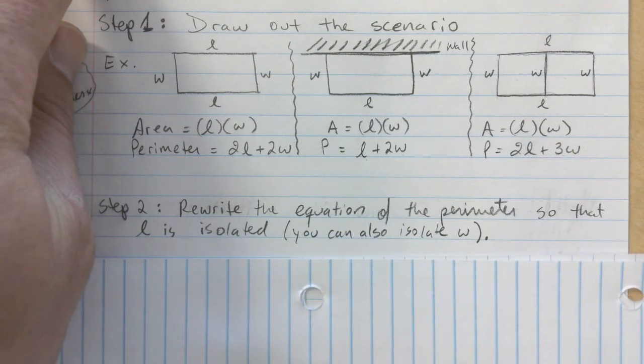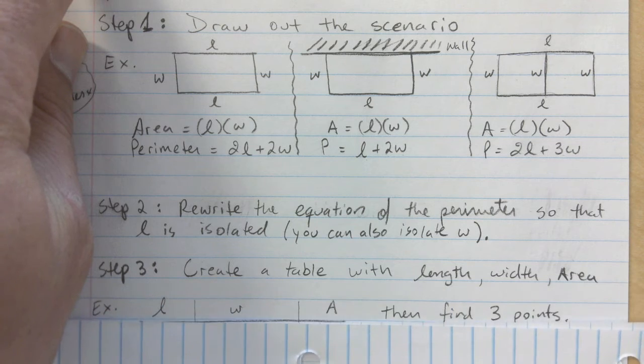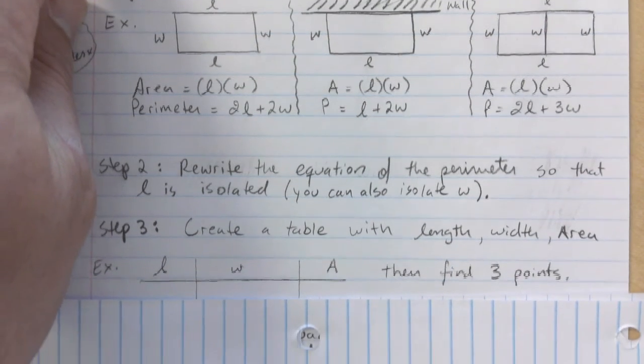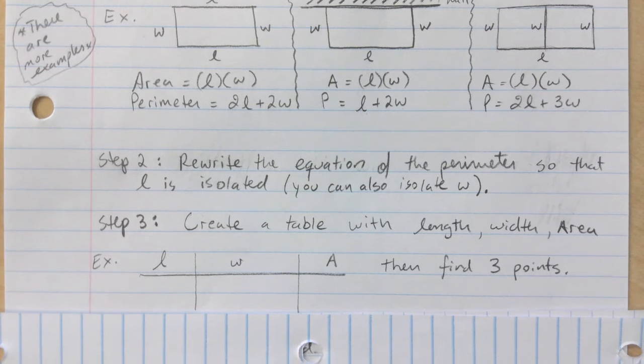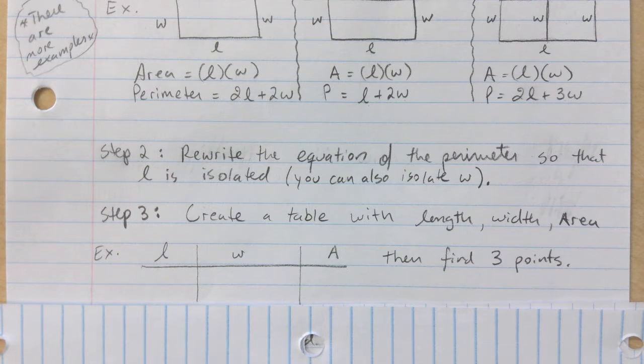So draw out your scenario. Steps 2 and 3, I'm going to make them appear there. Rewrite the equation of the perimeter so that it is isolated.